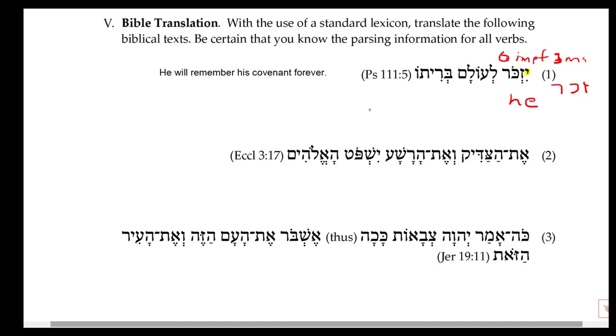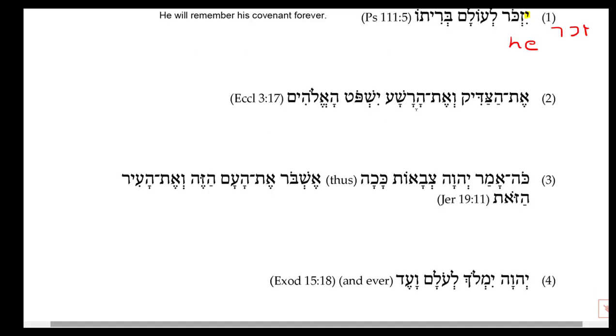Let's take a look at the next one. This is interesting because the direct objects are front-loading it. We have a direct object and a direct object at the beginning. Usually we see those after the verb, but this time we see them before the verb. Let's just take a look. We have, let me read it here. Et hatzaddiq we'et harasha yishpot ha-Elohim.